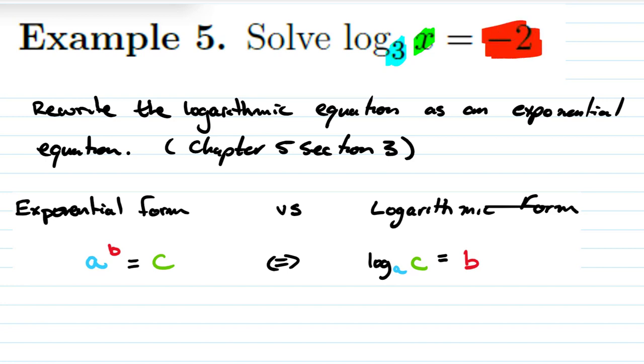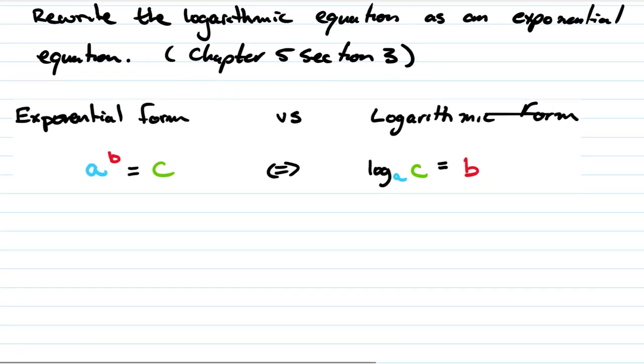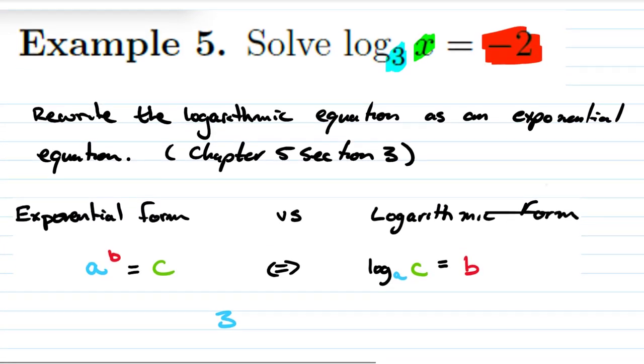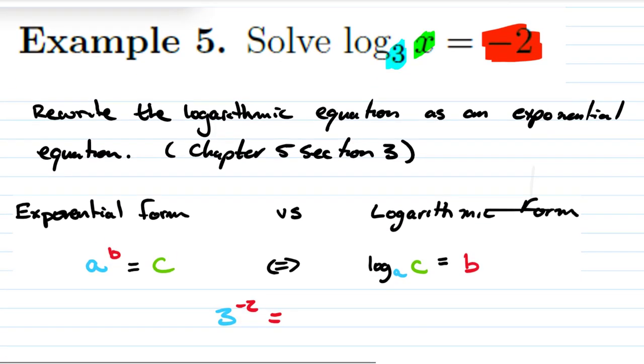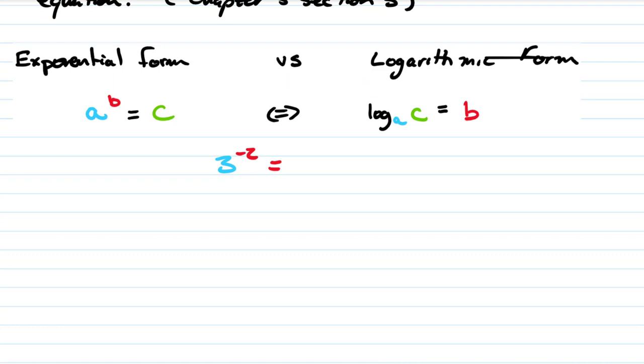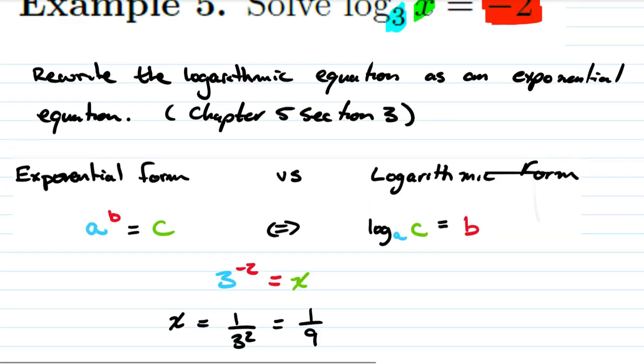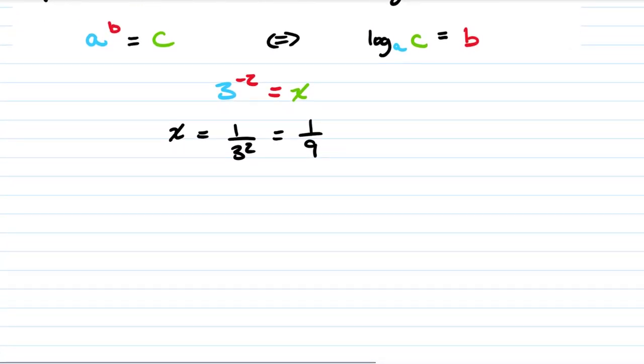So if we rewrite this in exponential form, our base is going to be 3. So we're going to have 3 raised to the negative 2 is the same as x. And now we just simplify that up a bit. So that gives us x equals 1 over 3 squared, and 3 squared is 9. So the solution to that logarithmic equation is x is equal to 1/9.